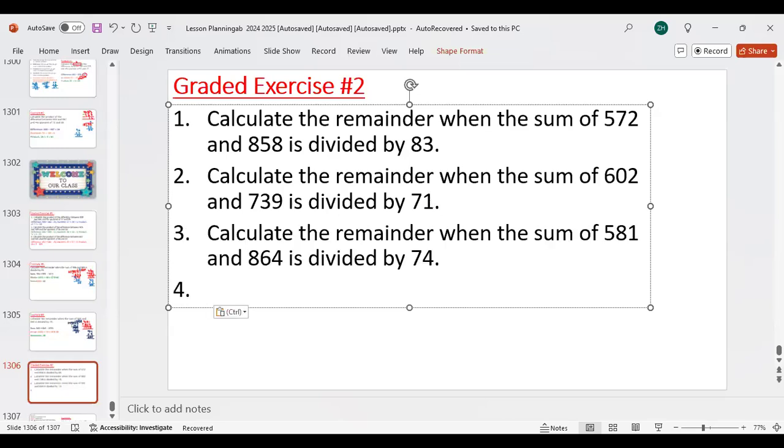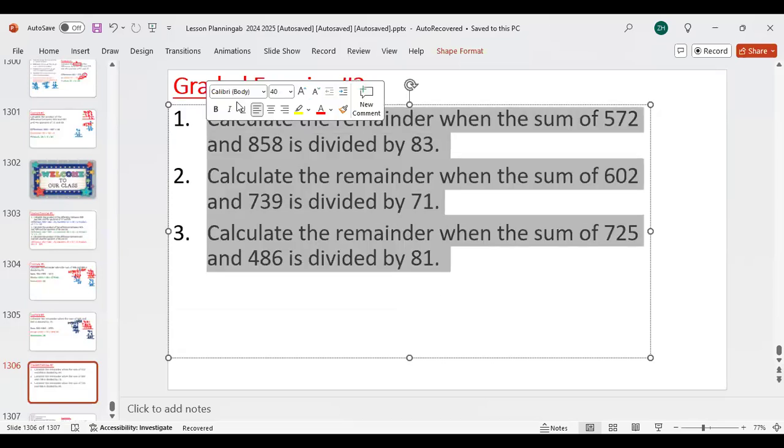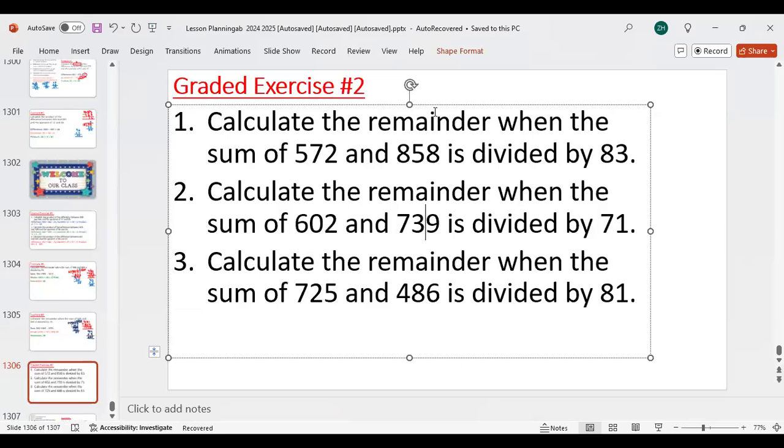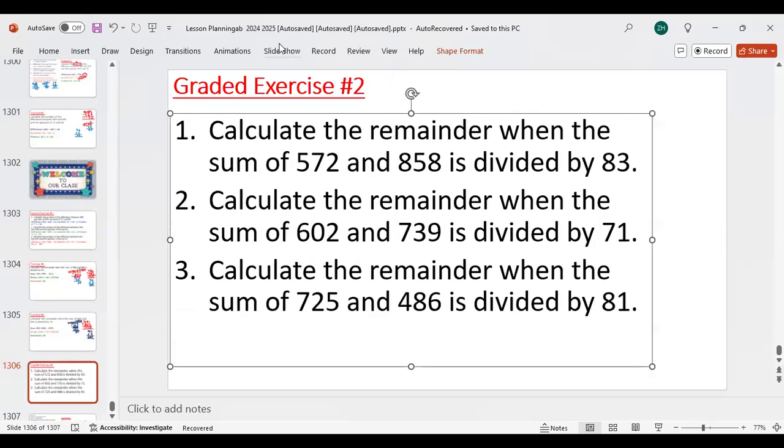And finally, calculate the remainder when the sum of 725 and 486 is divided by 81. 725 plus 486 divided by 81. Okay.